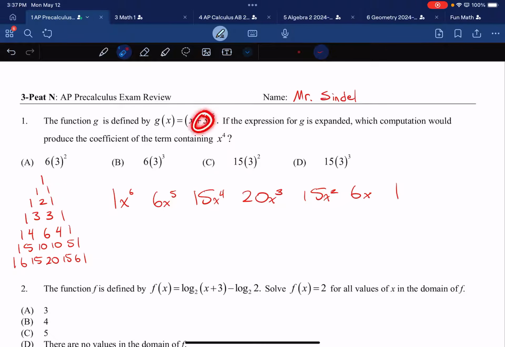So when I'm looking at the 3, I'm going to start over here on the right-hand side and say this is times 3 to the power of, and again, you go all the way up to the power of 6. So 3 to the power of 6, times 3 to the power of 5, times 3 to the power of 4, times 3 to the power of 3, times 3 to the power of 2, times 3 to the power of 1, and then times nothing. So the term we're looking for is the one that has an x to the power of 4. This one has an x to the power of 4. Notice it has a 15 and a 3 squared, so 15 and 3 squared is going to be C.